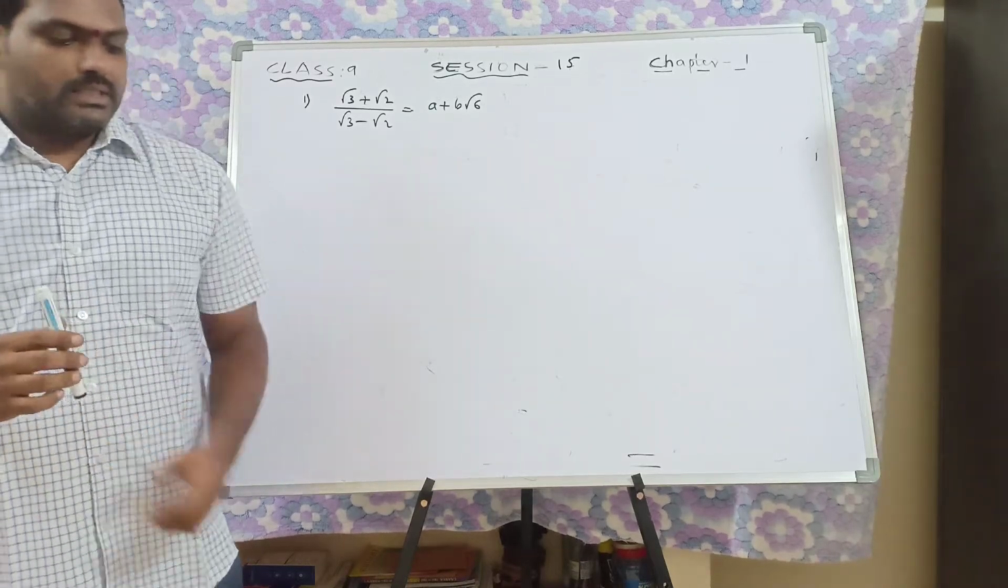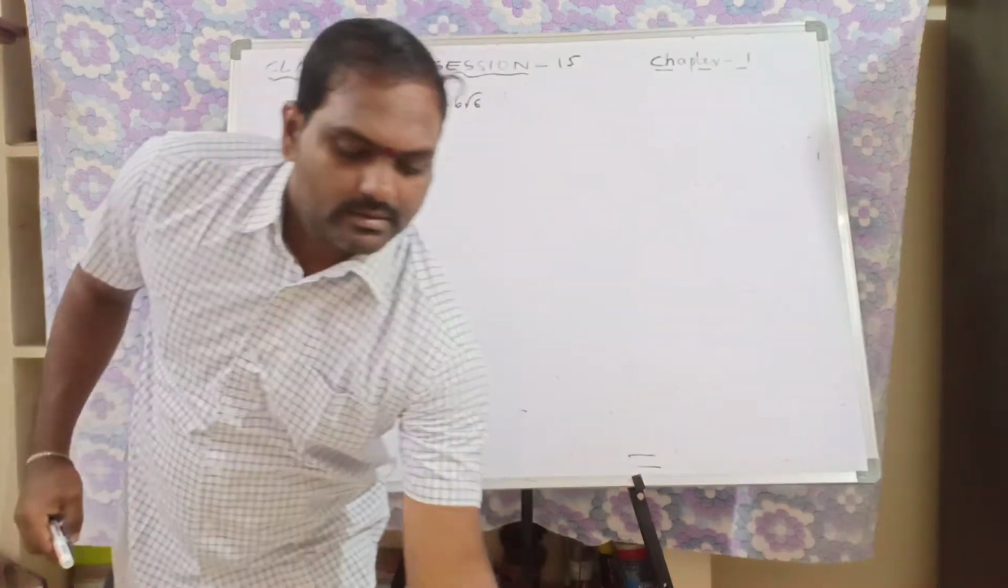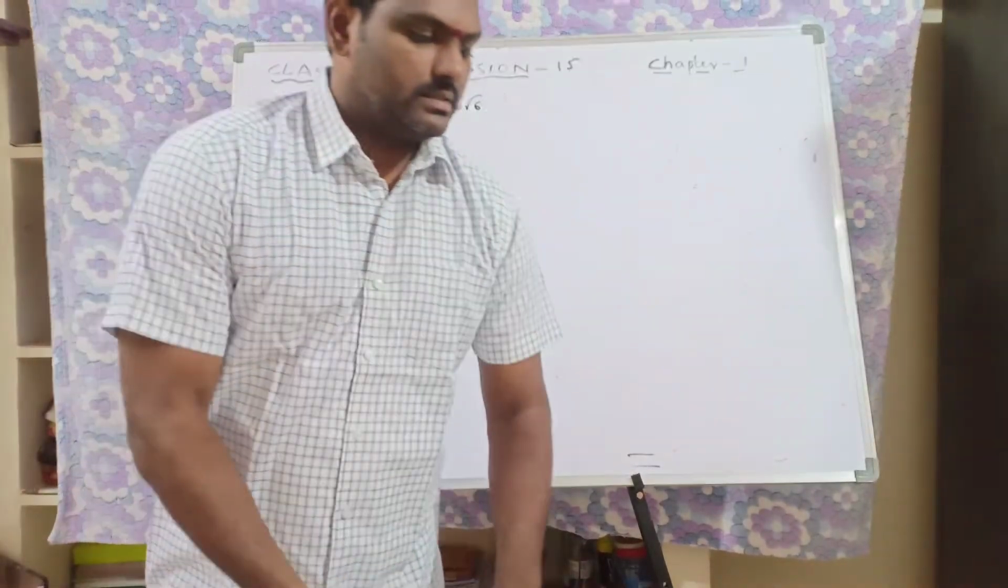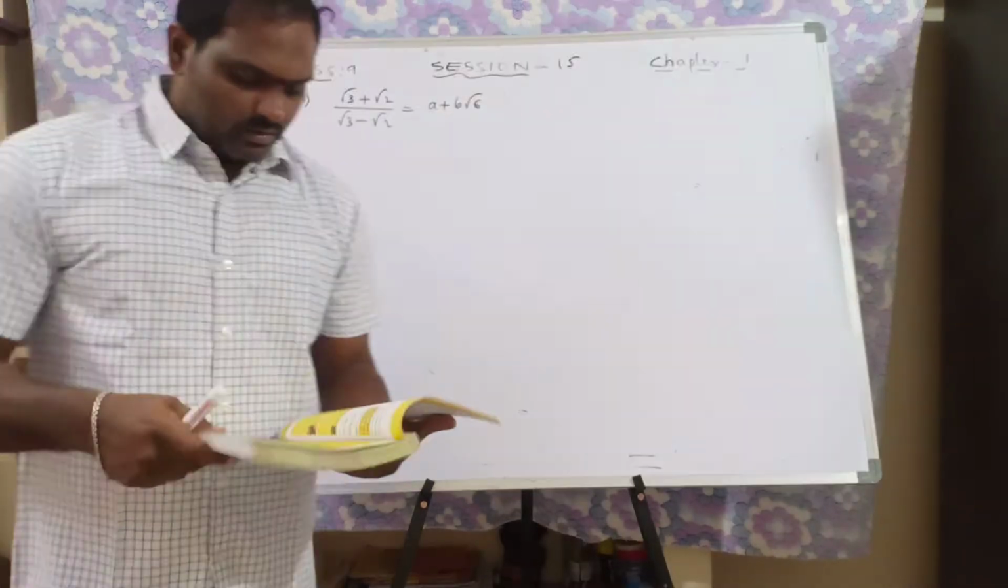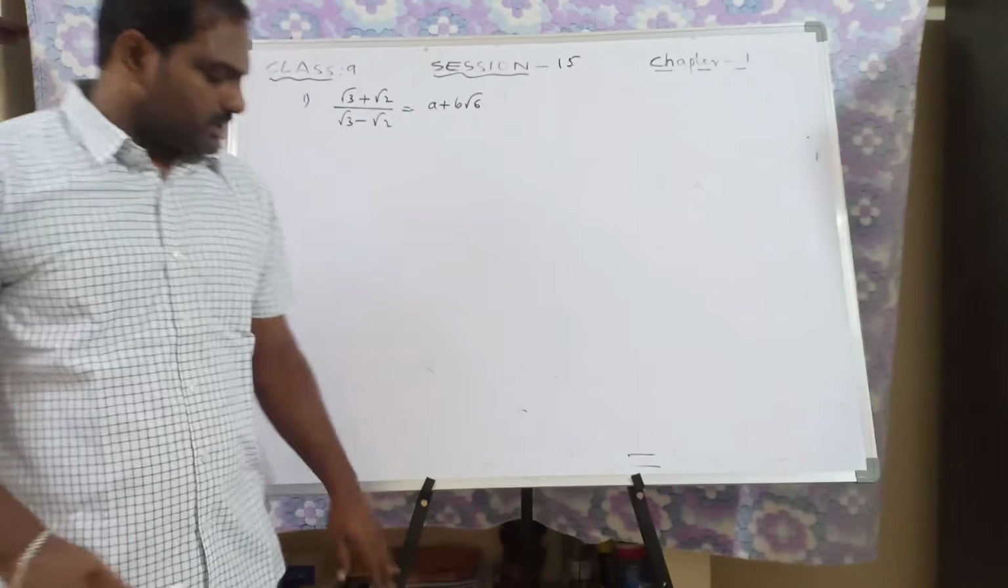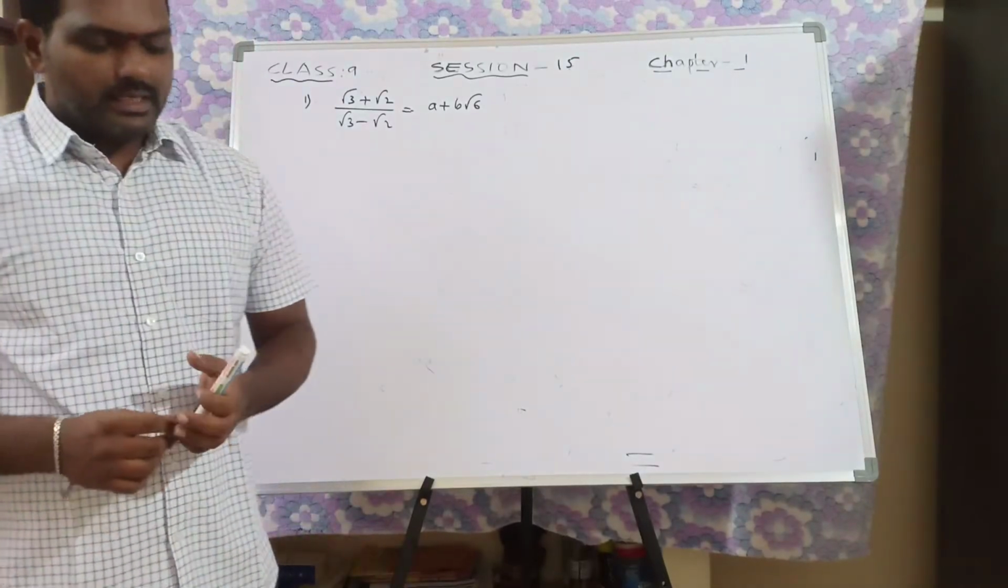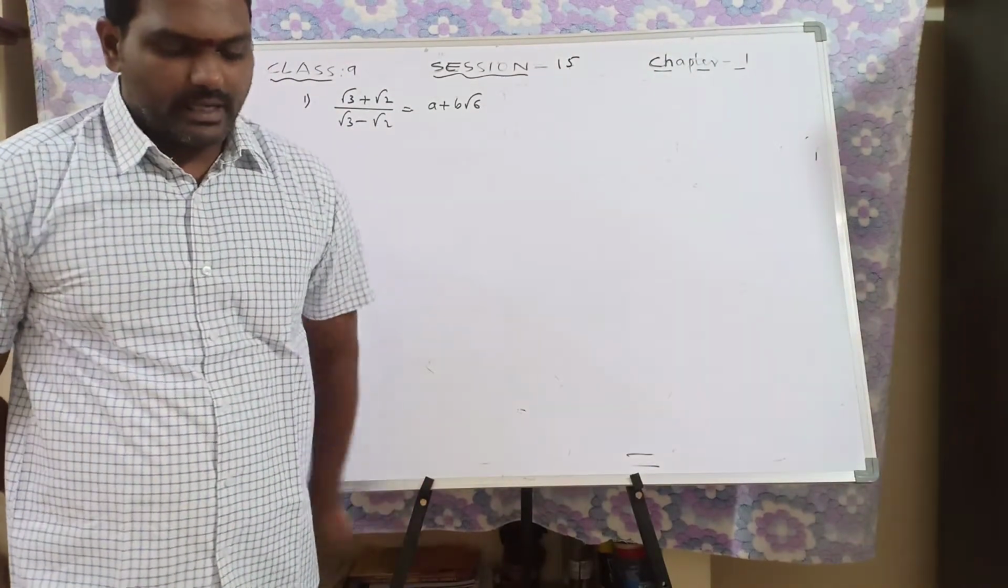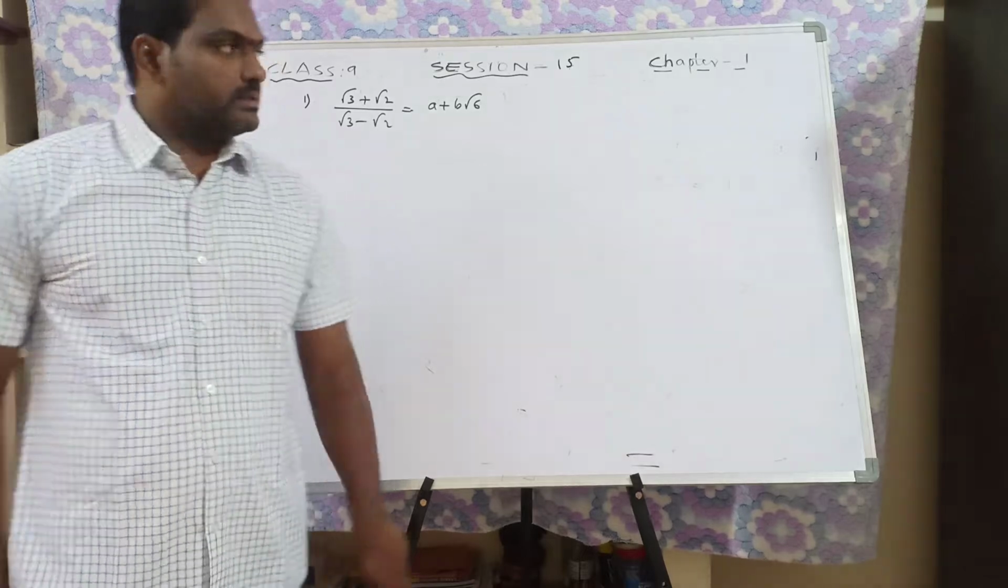So today we will discuss some exercise sums. We are in exercise number 1.4. Today we discuss question number 10. The question is: if a and b are rational numbers, find the values of a and b in each of the following equations.